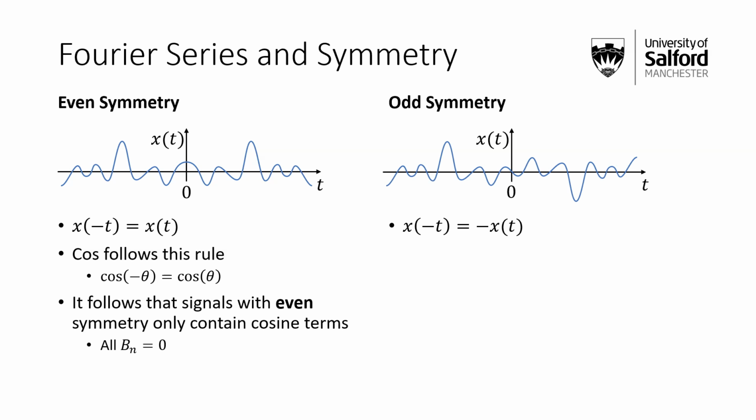The other possibility is you might get odd symmetry, which is when a time reverse version of a wave, x of minus t, is the negative version of it going in the forward direction. That's what you see here on this particular little graph. It looks rather like the wave has been spun round 180 degrees, a sort of rotational symmetry almost. And sine follows this rule because sine of minus theta is minus sine of theta. That's an identity for sine.